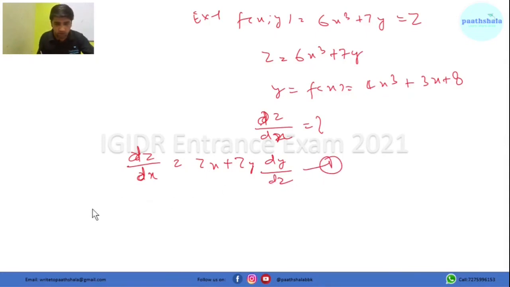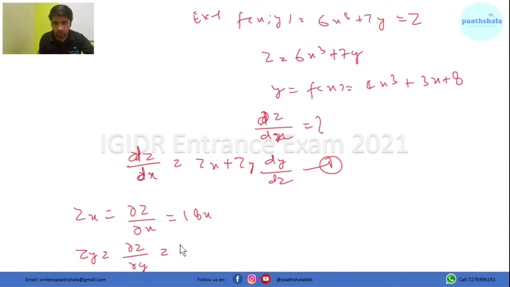Now zx will be equals to del z upon del x. So the differentiation of z with respect to x will come out to be 18x. The differentiation of y will be 0 because it is constant. Now zy will come out to be del z by del y, so this will be equals to 7.